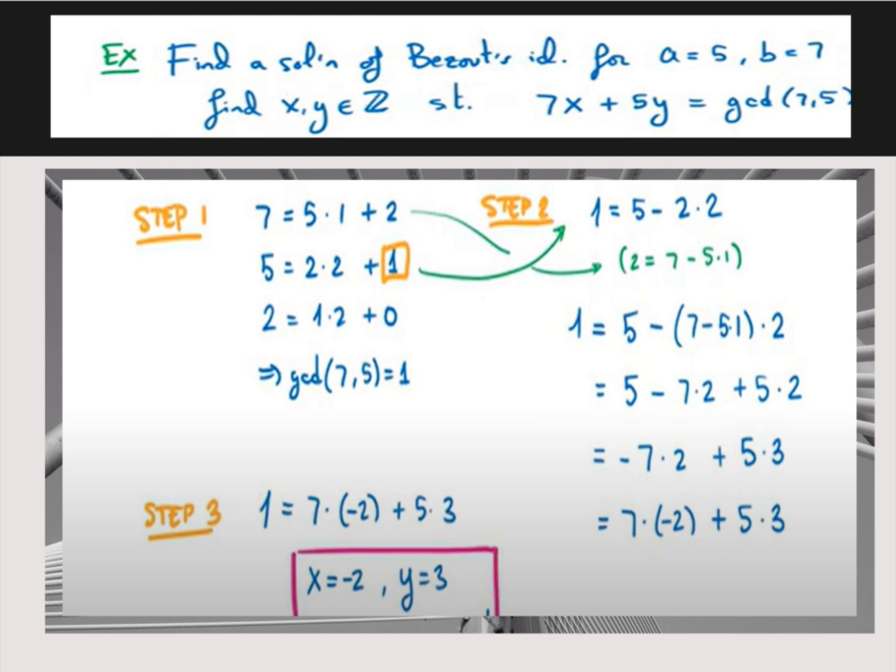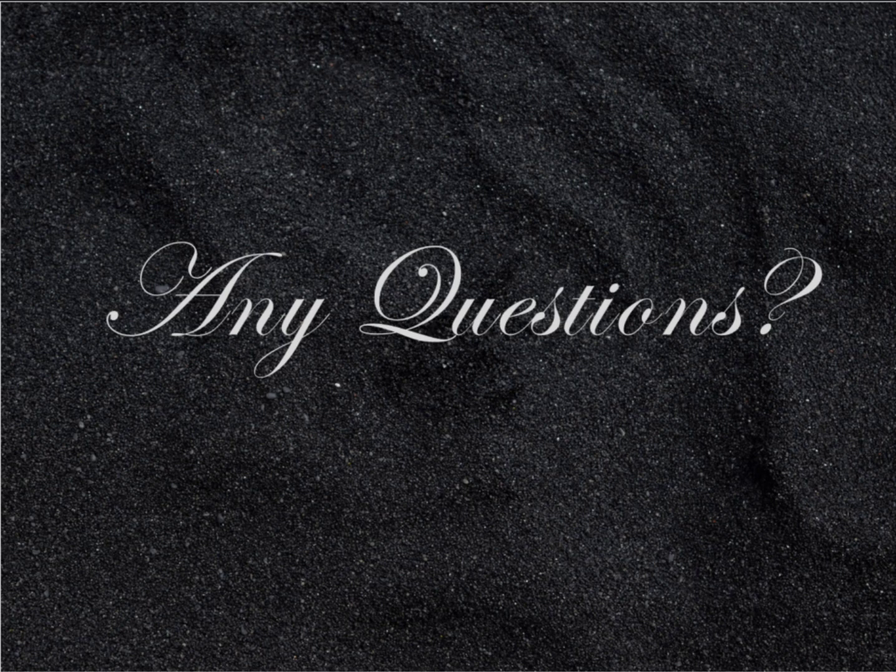So it equals 7, the first given number, or b, times x, which is negative 2, plus 5, this is a, and the 7 is letter b. So 5 times 3, since our y is 3. If you solve this one, you will get 1 equals 1, meaning we are able to get the Bezout identity. Alright? Okay, so that ends our discussion for preliminaries.